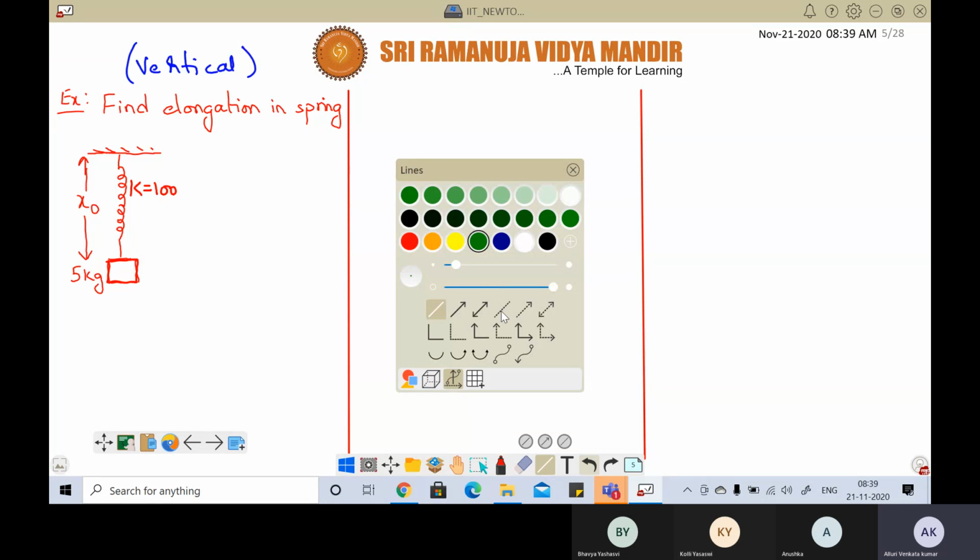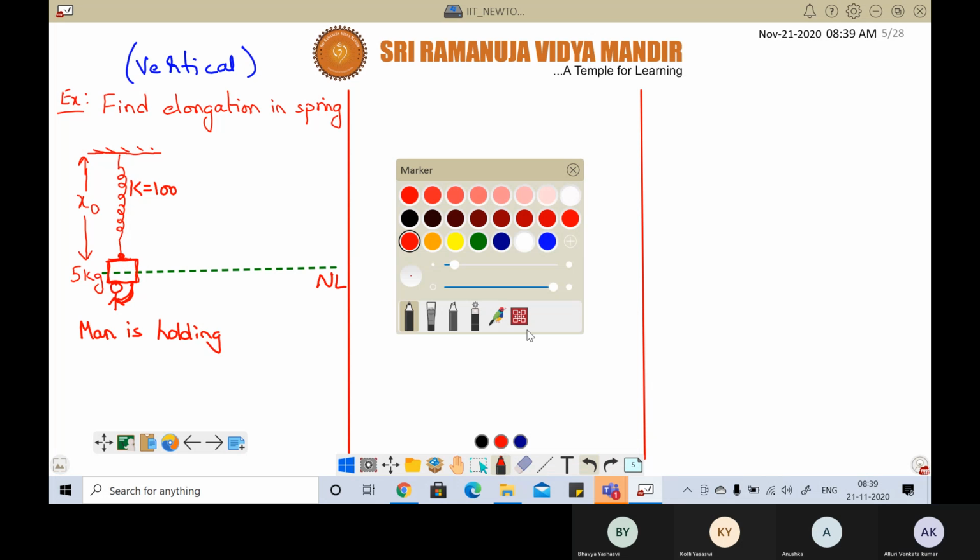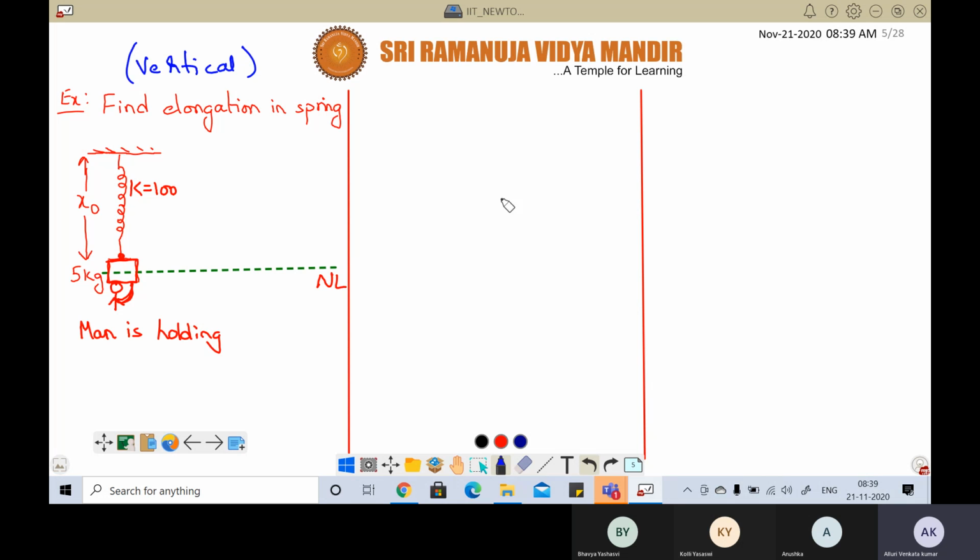Now the spring is in the natural length position like this. So a man is holding the block like this. The block is connected to the spring and the man is holding. Now, will there be any spring force? Tell me. Just think carefully.